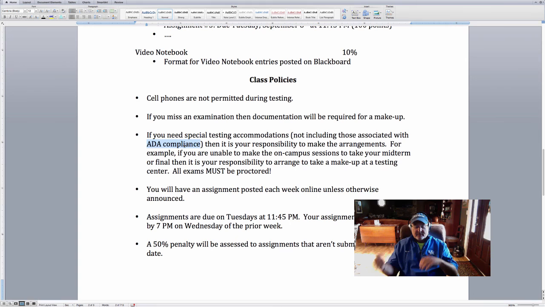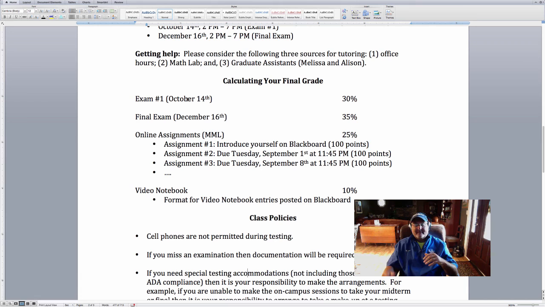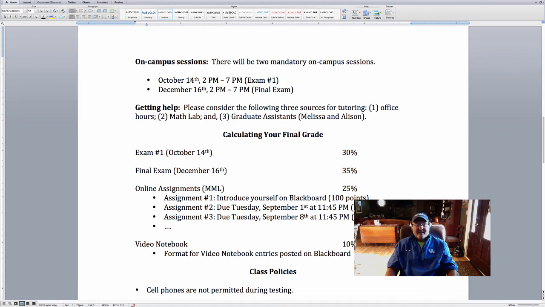But if you need special testing accommodations, let's say for example, on October the 14th, you've got a conference in Columbus, and you just can't get to campus. Well, you're going to have to go to a testing center in Columbus, pay the $15 to $50 to have your exam proctored.